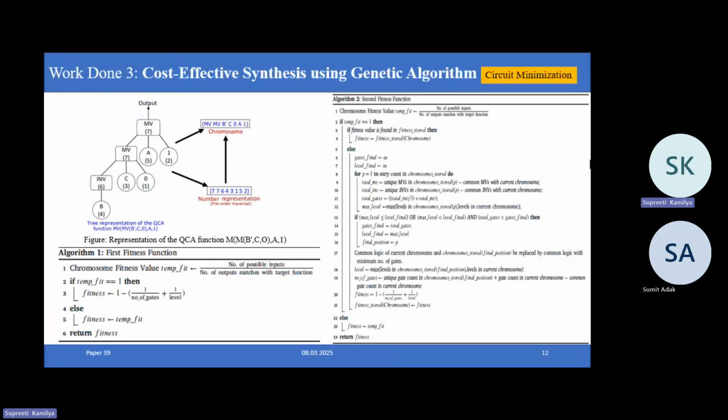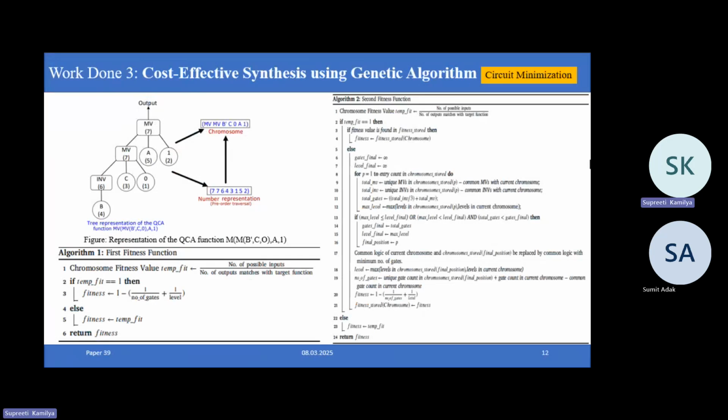In this respect, first, we have represented each chromosome by a tree. Suppose this tree is represented in such a way that if I take any integer number for a majority voter, then we need to take 3 other numbers, because a majority voter has 3 inputs. In that way, the tree is generated. After that, pre-order traversal is used to represent the number representation for the corresponding Boolean function.